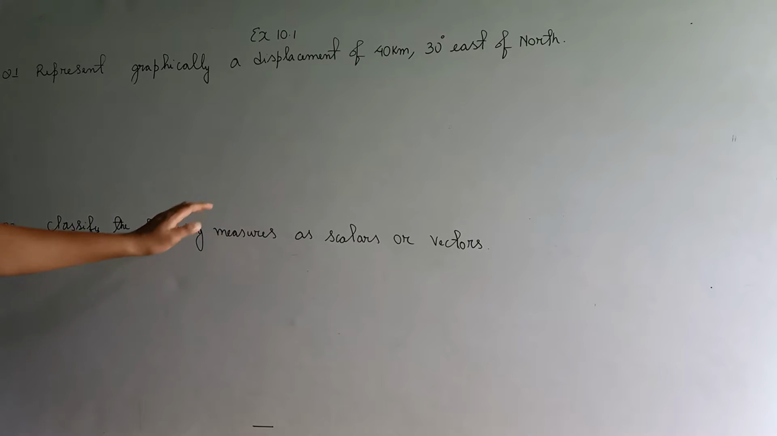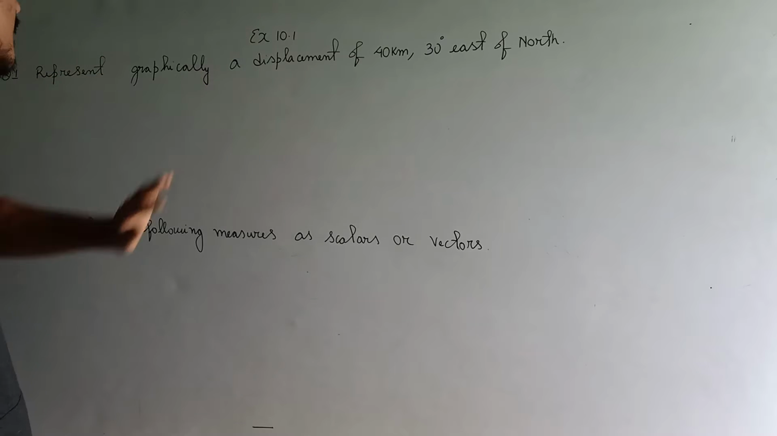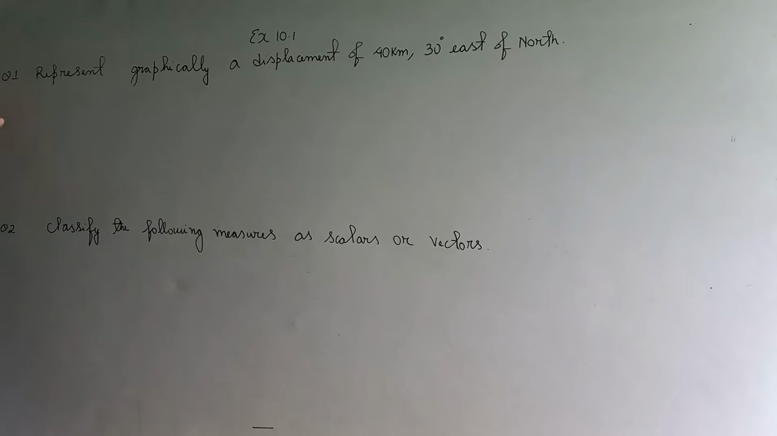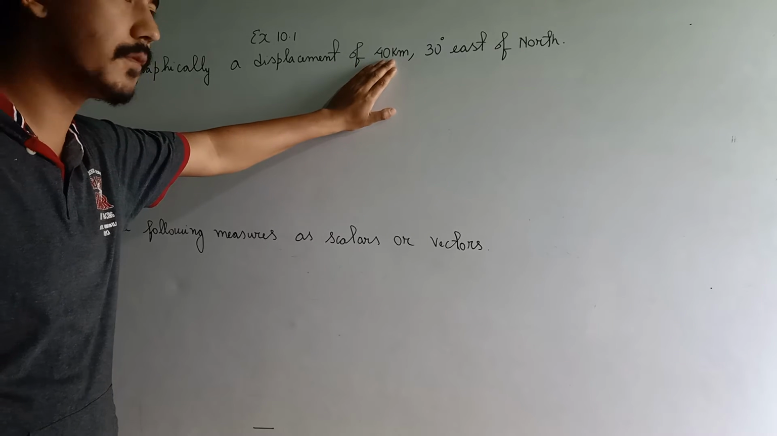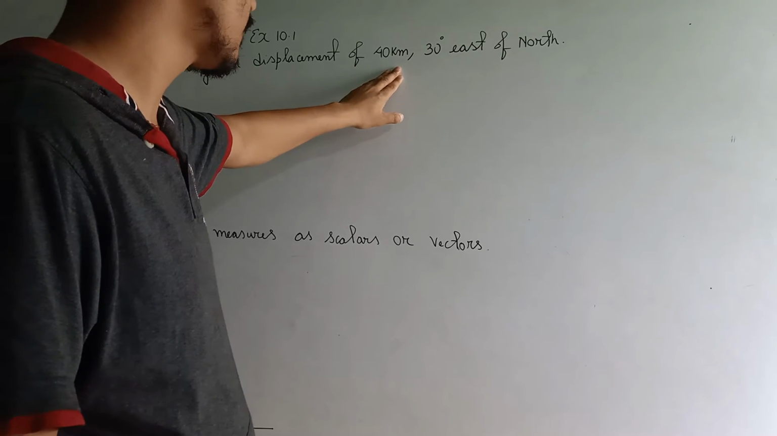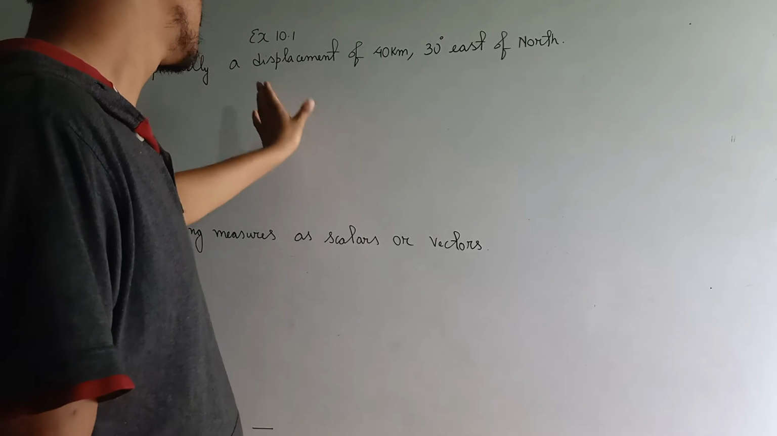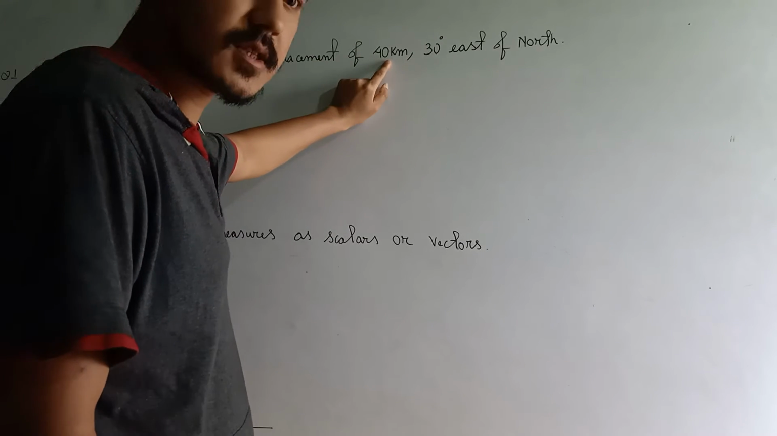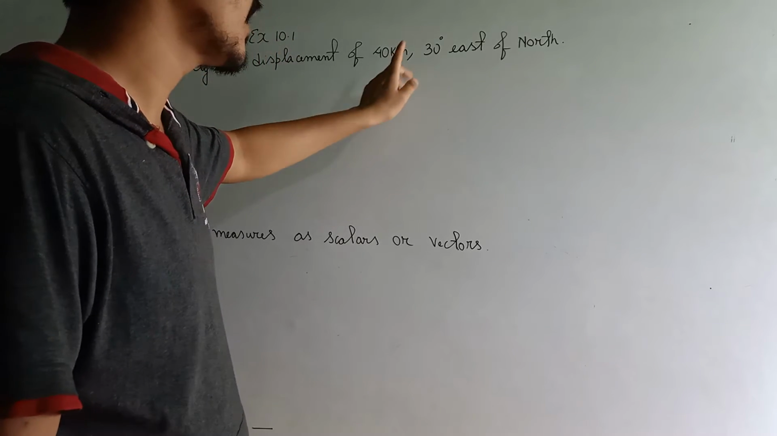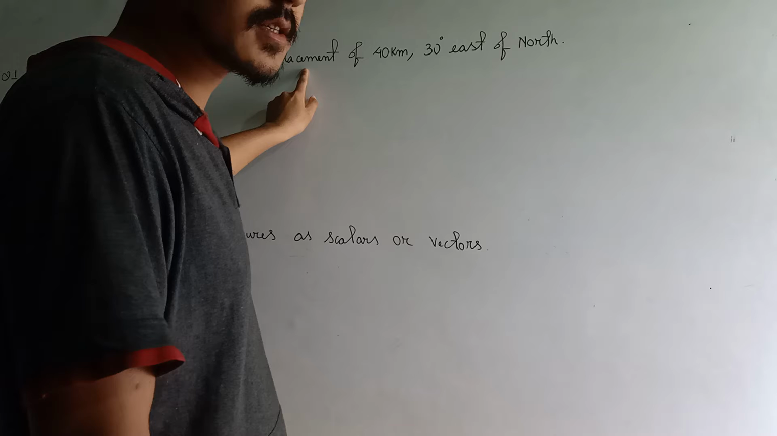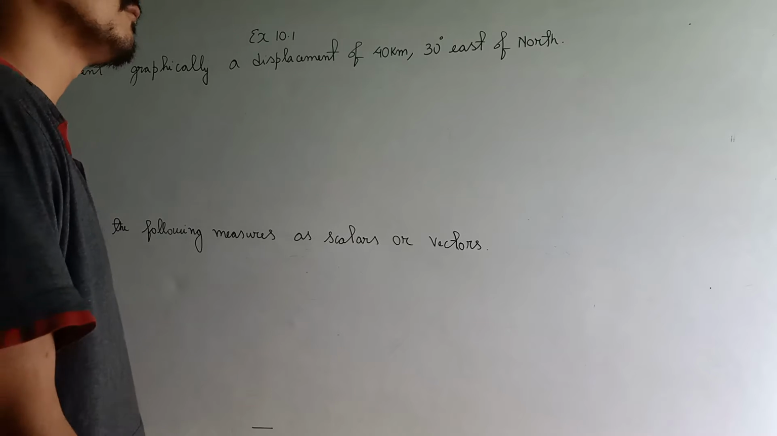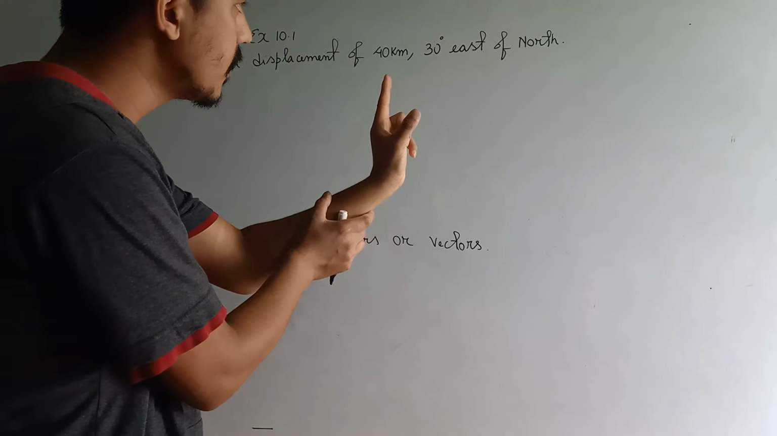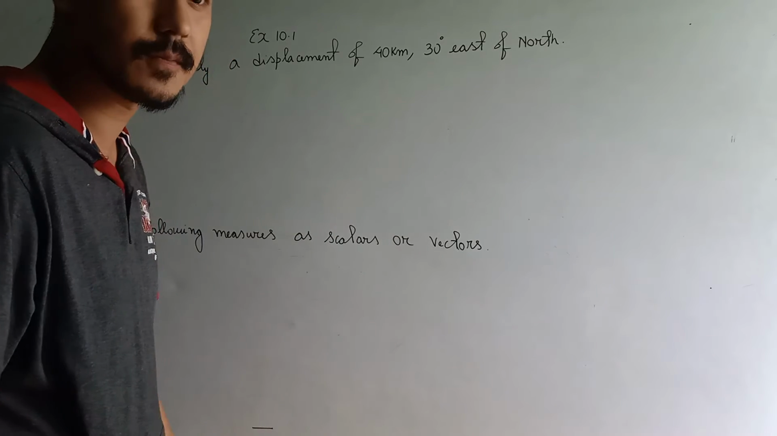So in this video we'll start with exercise 10.1. The first question: represent graphically a displacement of 40 kilometer 30 degrees east of north. That means the magnitude of the displacement is 40 kilometer and the direction of your displacement is 30 degree east of north. 30 degree east of north means from north you go 30 degree towards the east.